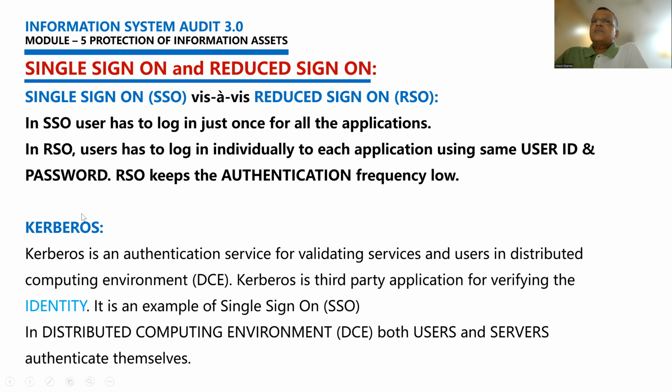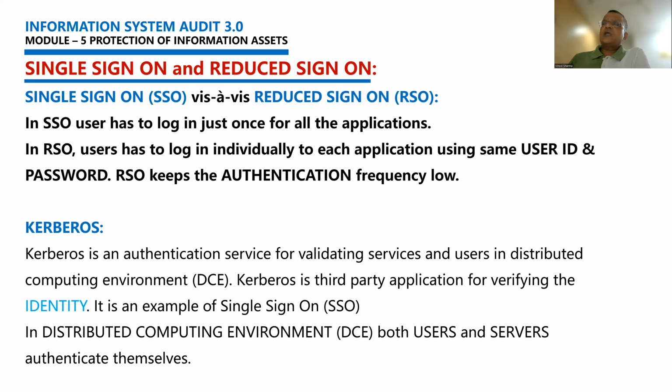Then we have Kerberos, an authentication service for validating services and users in a distributed computing environment. Kerberos is a third-party application for verifying identity. It is an example of a single sign-on. In a distributed computing environment, both user and server authenticate themselves. We'll be talking about this. Now, Kerberos is an authentication service. Now, these are all very technical.